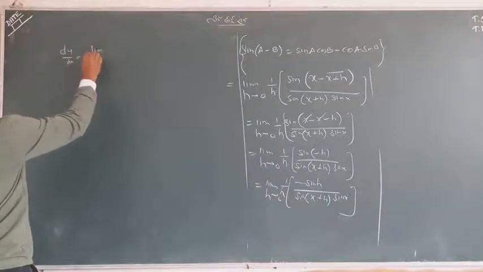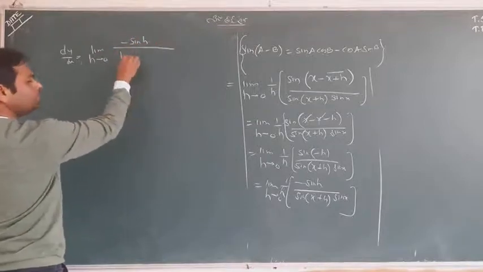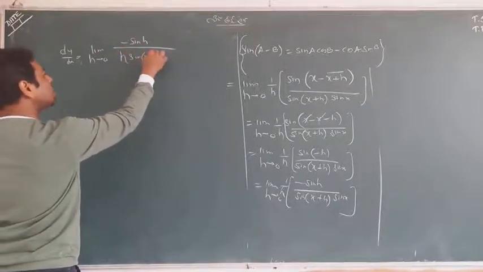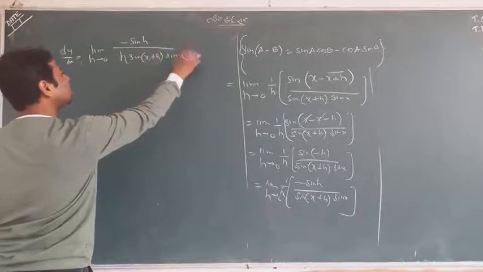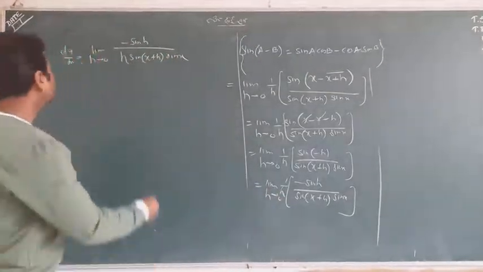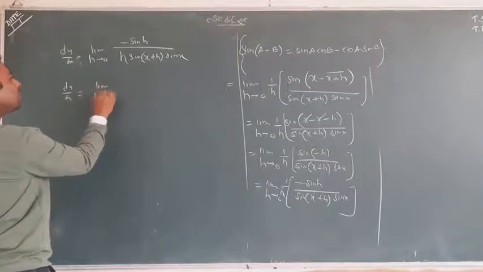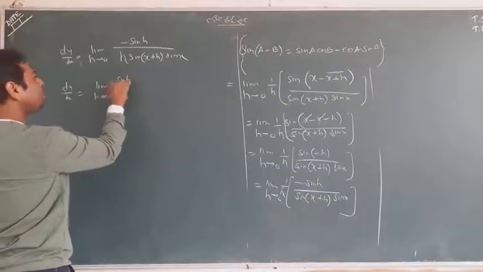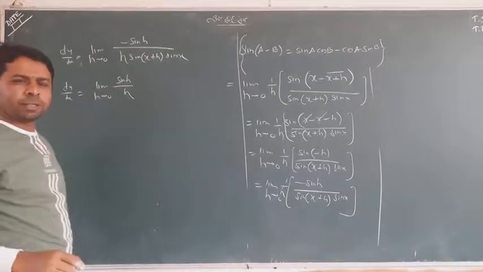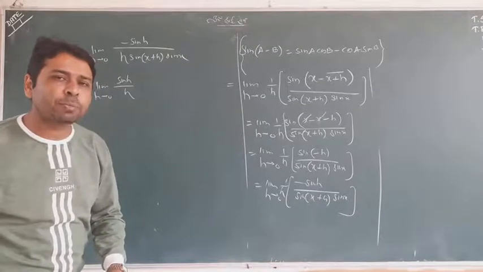Limit of x tends to 0, minus sin h upon h into sin x plus h sin x. Nothing, same I have written but without bracket. Now you know what I am going to do. I want that sin h upon h I have written, and next I will break and separate the limit, and I will write the rest part with that.